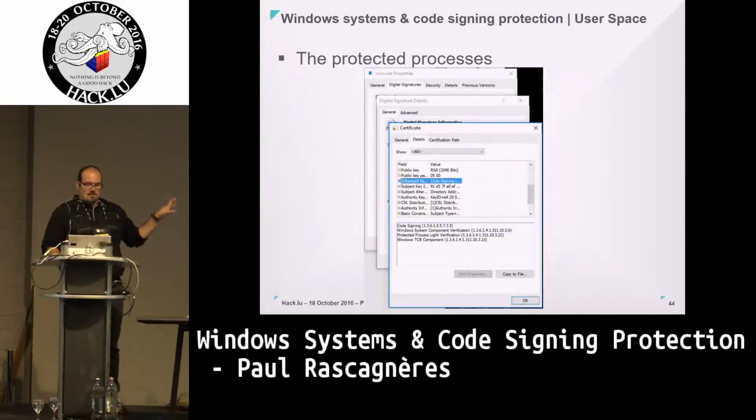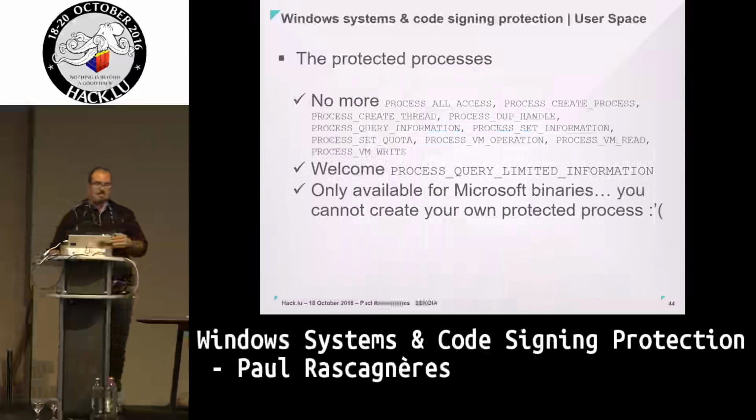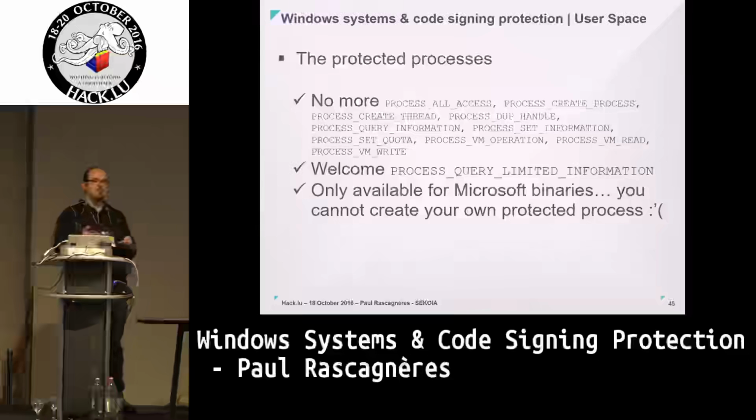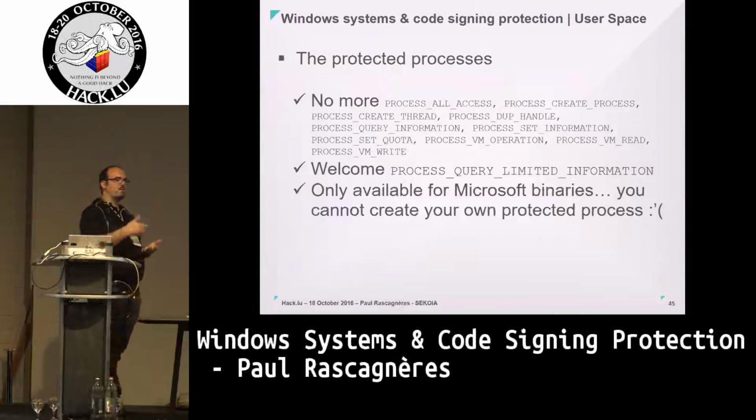So now, if you check the digital signature details, certificate, etc., you have a specific value with, I don't know, a protected process verification, I don't really remember which one. And what does it mean? It means that when you perform an open process, you are not able to request process all access, for example. You are not able to read the memory of a remote process.